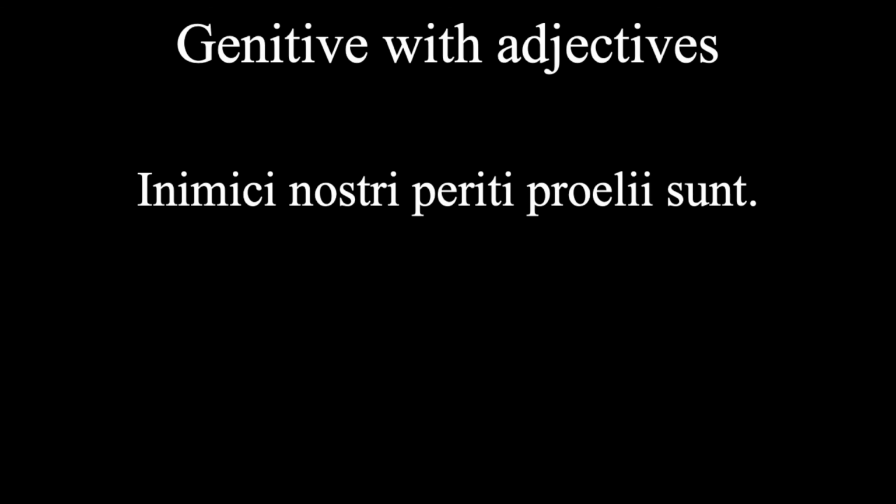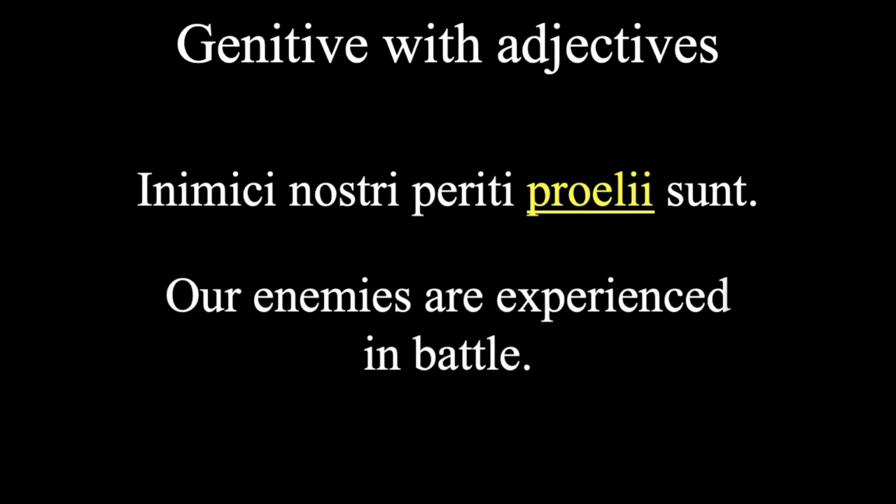And one more. Inimicum nostri periti proelii sunt. So here, periti means experienced, and it describes inimici, which is the nominative in the sentence. Proelii is a genitive form of the neuter noun proelium, meaning battle. I said before that you can usually add an apostrophe s or of to translate just about any genitive, but that won't really make sense here, so we need to find something else that will sound right. And the best way to translate this one, in my opinion, would be our enemies are experienced in battle.